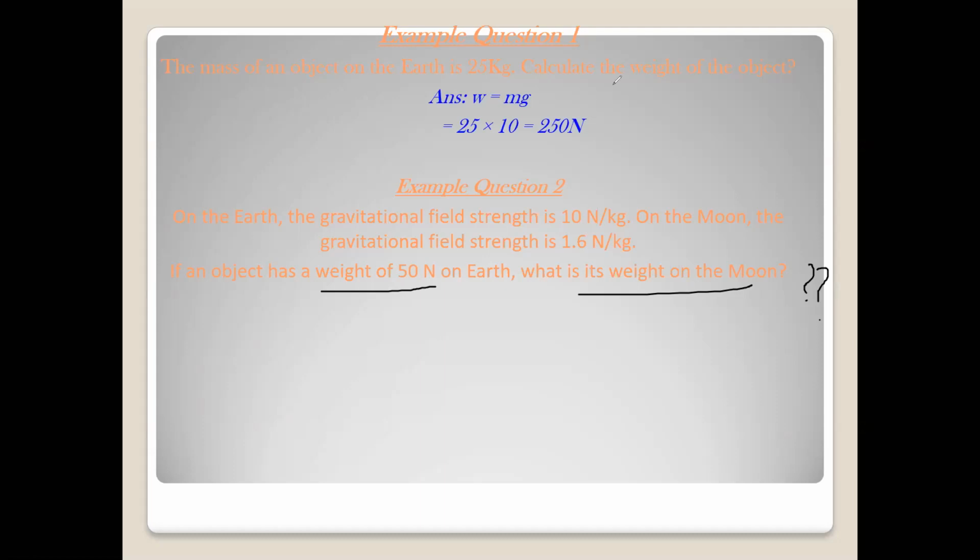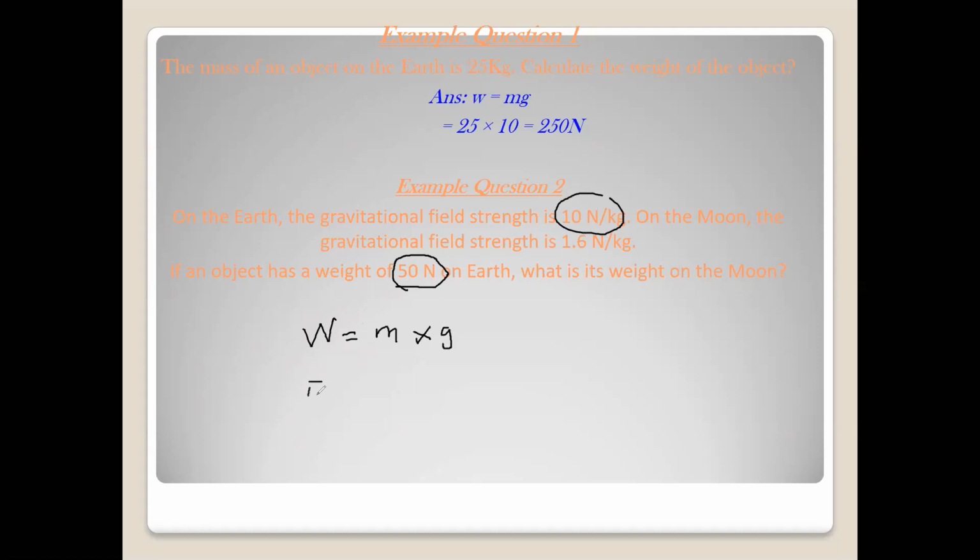Look, how will you solve this question? First, you will find the mass. How to find the mass of this? The weight is 50 and the gravity is 10. So first I'll find the mass, because mass on Earth and mass on Moon is the same. So weight is mass multiplied by gravity.